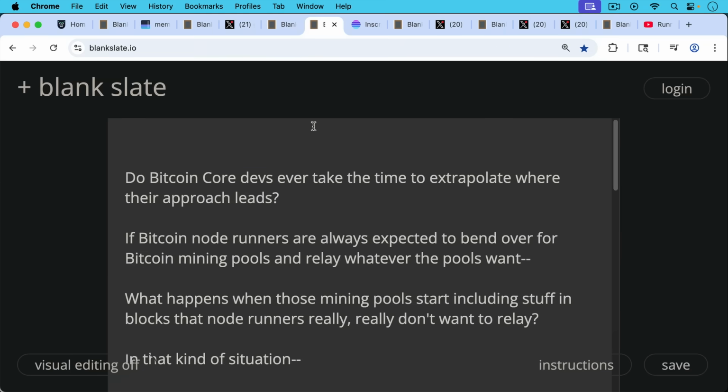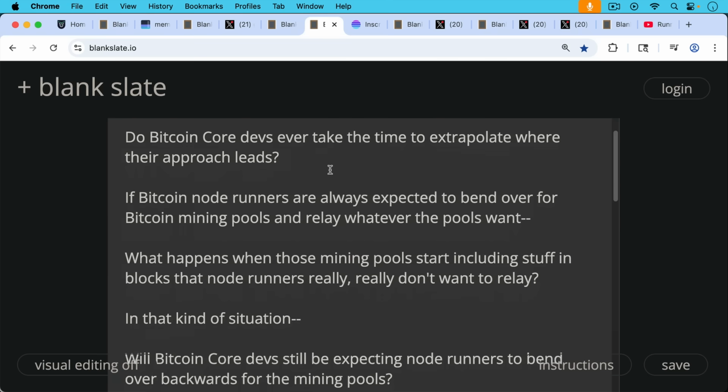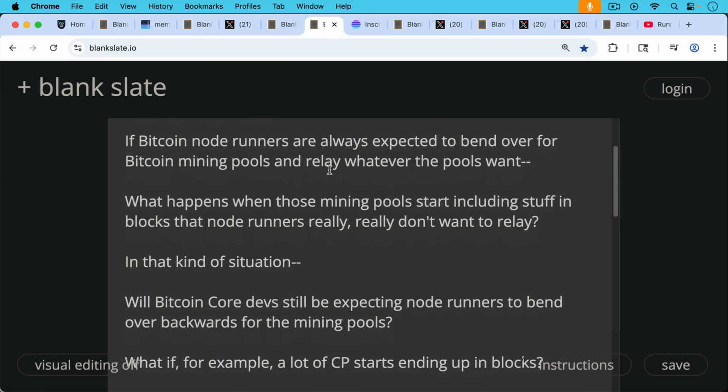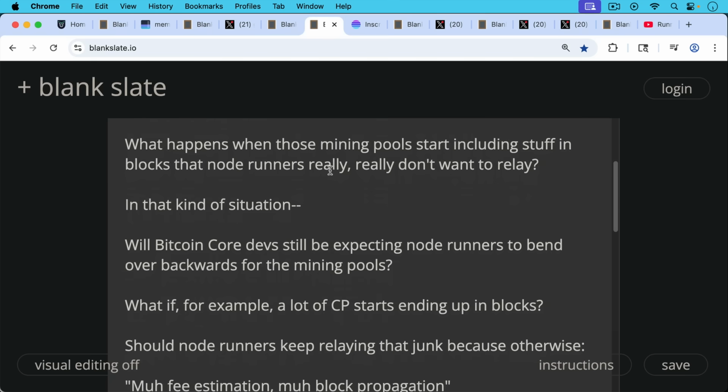Now here's the question: do Bitcoin Core devs ever take the time to extrapolate where their approach leads? Because if Bitcoin node runners are always expected to bend over for Bitcoin mining pools and relay whatever the pools want, what happens when those mining pools start including stuff in blocks that node runners really, really don't want to relay? In that kind of situation, will Bitcoin Core devs still be expecting node runners to bend over backwards for the mining pools?